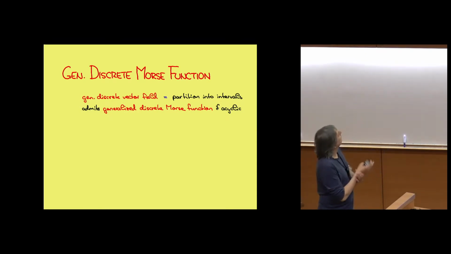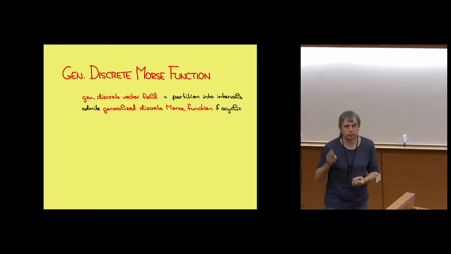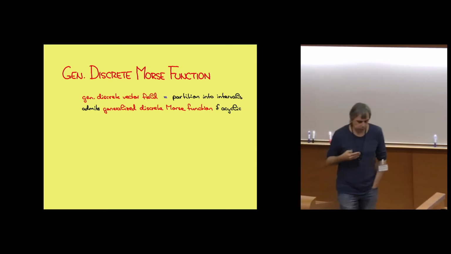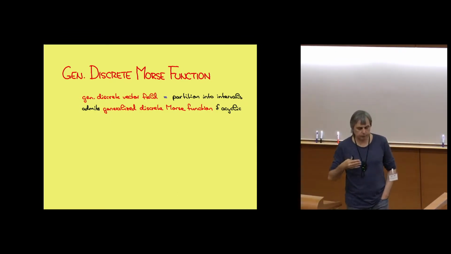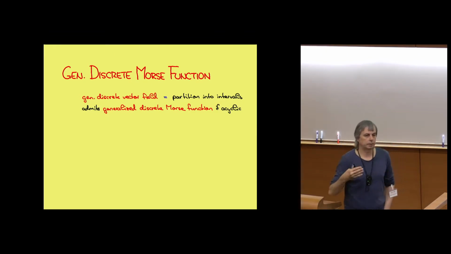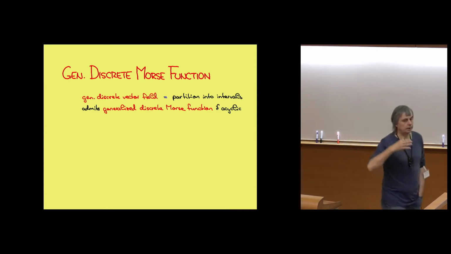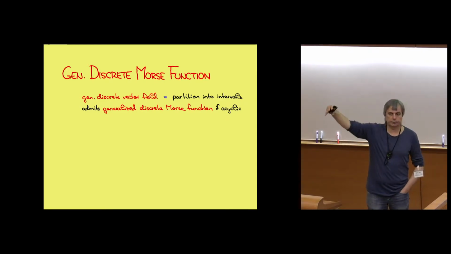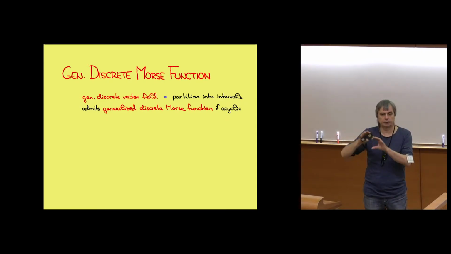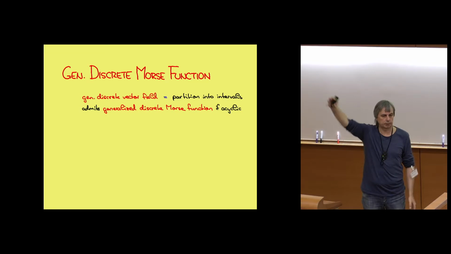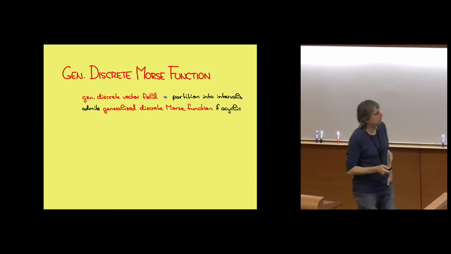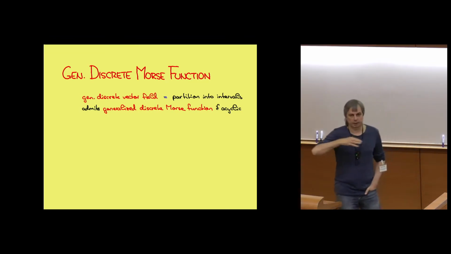All right. So this is called a discrete vector field. And in order to have a discrete Morse function, I need this discrete vector field to be acyclic. And if it's acyclic, then I can enumerate the intervals in sequence. I can give function values to the intervals, not in a unique way, but in an increasing way.